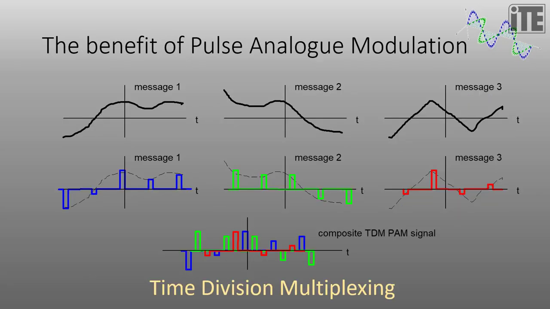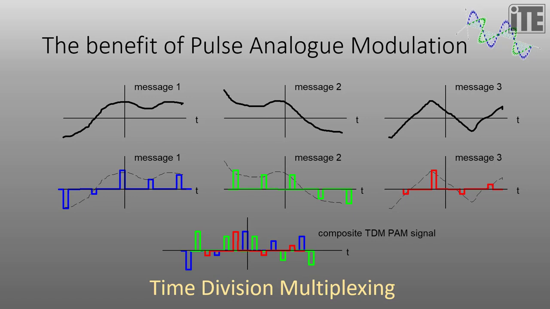Well, it turns out that the one and only benefit of pulse analog modulation is the ability to send more than one signal on a channel at once. This is known as time division multiplexing. So we break time up into discrete points or channels, and as we can see here, message 1 is in blue, message 2 is in green, message 3 is in red, and we can combine them all into one signal that gets sent down the channel.